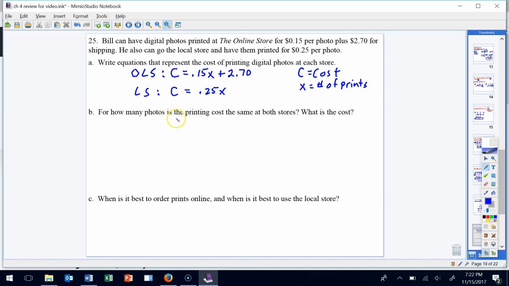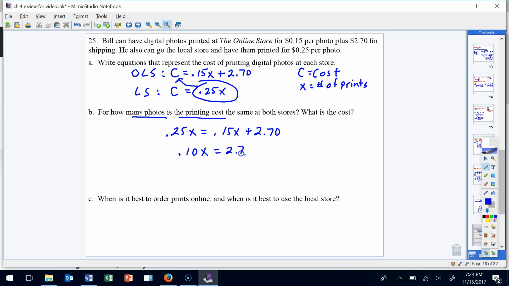Well, for how many photos is the printing cost the same? Is C equal? For how many pictures? Well, if we want to know that, all we have to do is let these two equations equal each other. It's really substitution. I want to solve for the number of prints, which is what x represents. So I'm just going to let 0.25x substitute for C in this upper equation. It's just another way of doing substitution to solve a system. So 0.25x equals 0.15x plus 2.70. Solve for x.